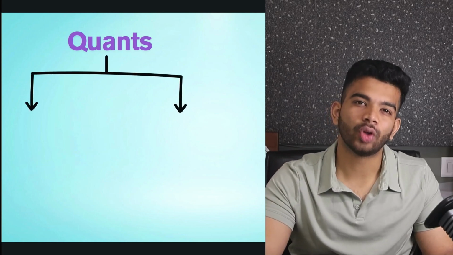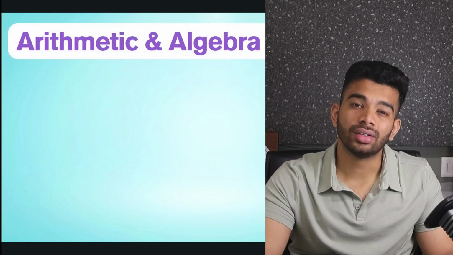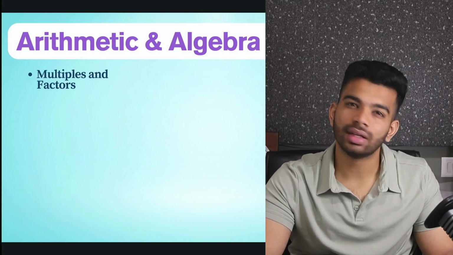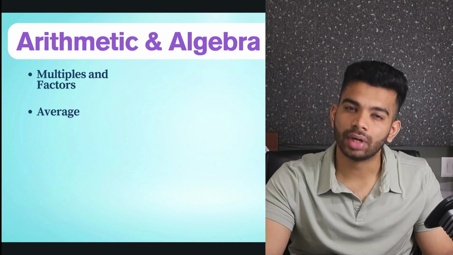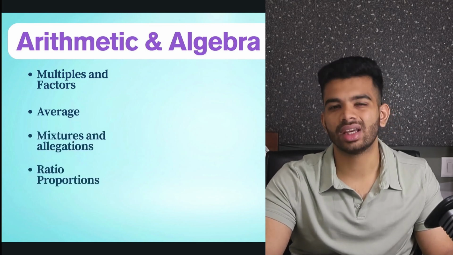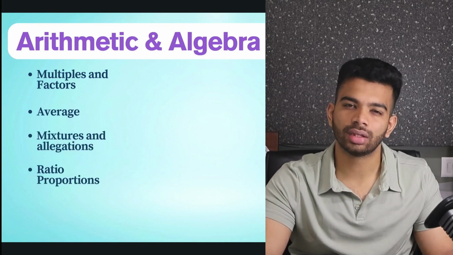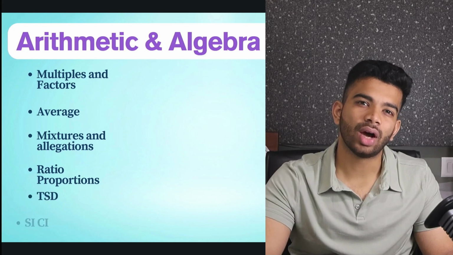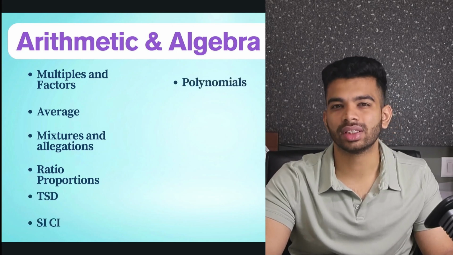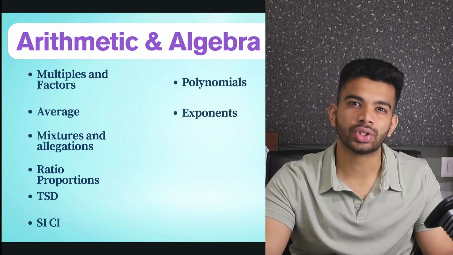With that said, I'll still give you a rough idea about the kind of topics that come up in the GMAT quants. There is mainly arithmetic and algebra: ratio proportions, SICI, profit and loss, and all the main arithmetic topics. Additionally, we also have basics of algebra such as linear, quadratic equations, and so on.